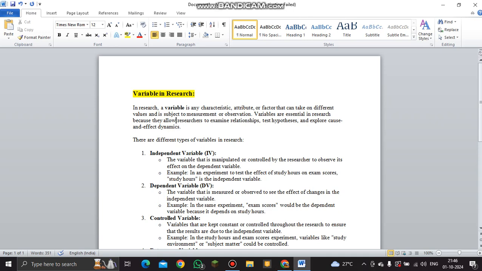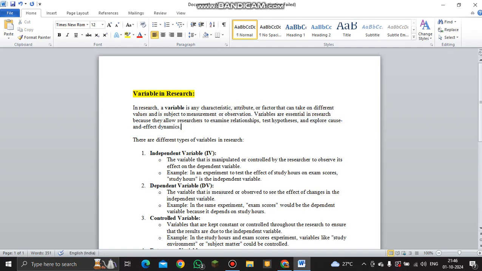So what is a variable? It is a kind of characteristic, attribute or factor that can take on different values and is subject to measurement and observation. Okay friends, so it is a person, place, thing or phenomenon that contains a value and is subject to measurement or observation. Got that? So variables basically allow researchers to test the hypothesis and explore cause and effect relationship dynamics. So we got exactly what a variable is.